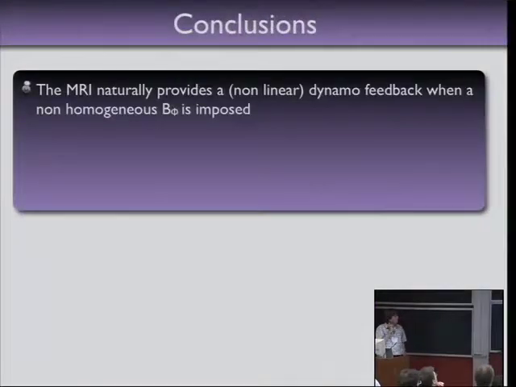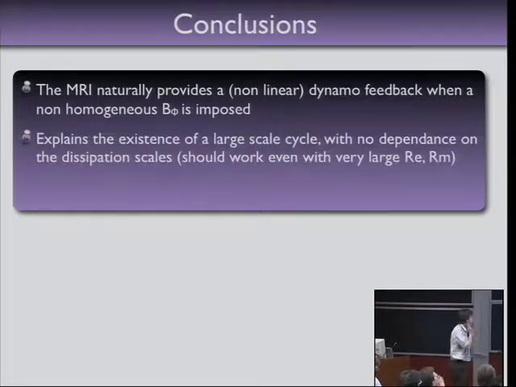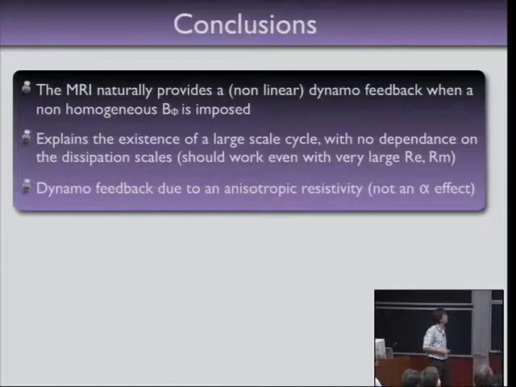So to conclude, I would say that this magnetorotational instability naturally provides a dynamo feedback provided that you have a non-homogeneous field in your system. This feedback is, of course, a non-linear dynamo because you need a non-zero Lorentz force in the system. It also explains the existence of a large-scale cycle. And what is interesting here is that this cycle doesn't depend on the non-ideal MHD processes. It works at large scale, and it can work for arbitrarily large Reynolds and magnetic Reynolds numbers.